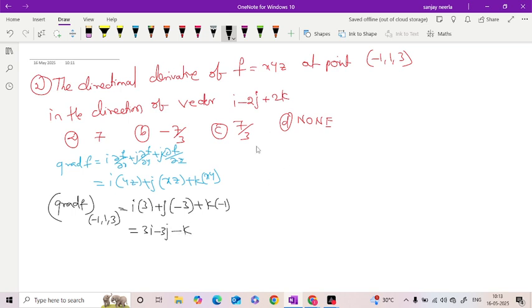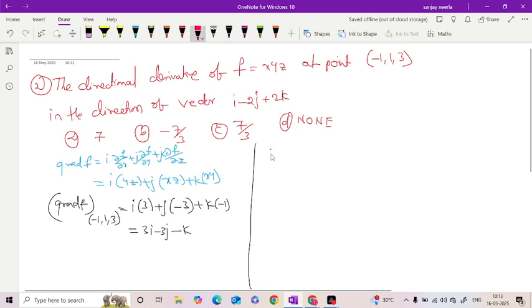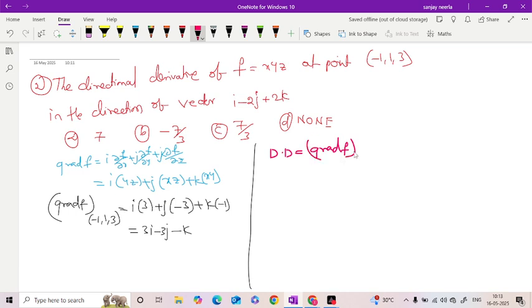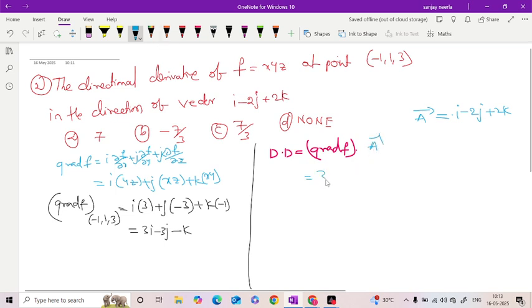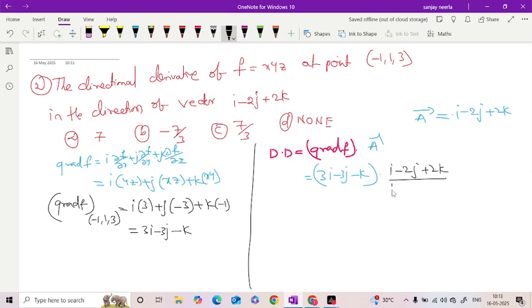Now what is the directional derivative? The directional derivative is equal to gradient of f dot the unit vector of a. What is the vector a? Vector a is equal to i minus 2j plus 2k, but we want the unit vector. So the unit vector is i minus 2j plus 2k by under root of 1 plus 4 plus 4.